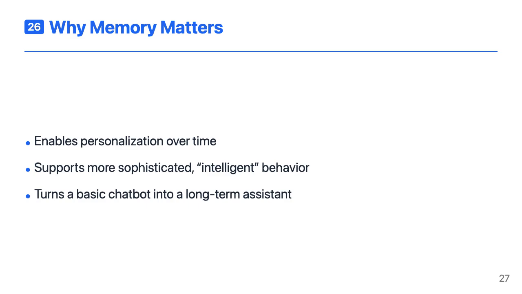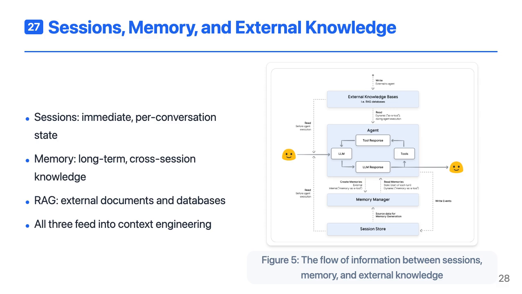With memory, the agent can remember user preferences, past decisions, and important facts across many sessions. It can build on prior work instead of starting from scratch every time. That continuity unlocks deeper personalization and more complex workflows, making the agent feel less like a stateless API and more like a long-term collaborator. By this point, we can see three pillars of context engineering.